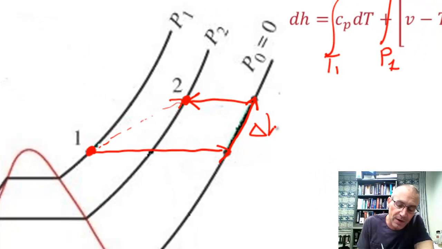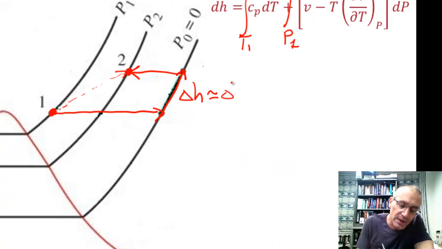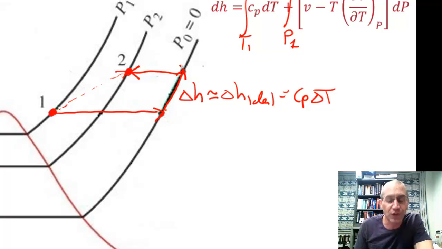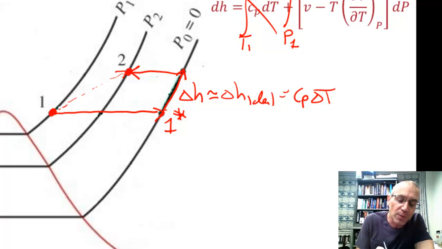And so this step down here, delta H, is going to be delta H of an ideal gas, which we know is Cp delta T. And we would just go from our T1 to our T2. And going from 1 to this place over here, I'll call 1 star. Well, this is at a constant temperature. This first term won't appear. And then I just have to evaluate that second term from this P1 to point P, which is P0.